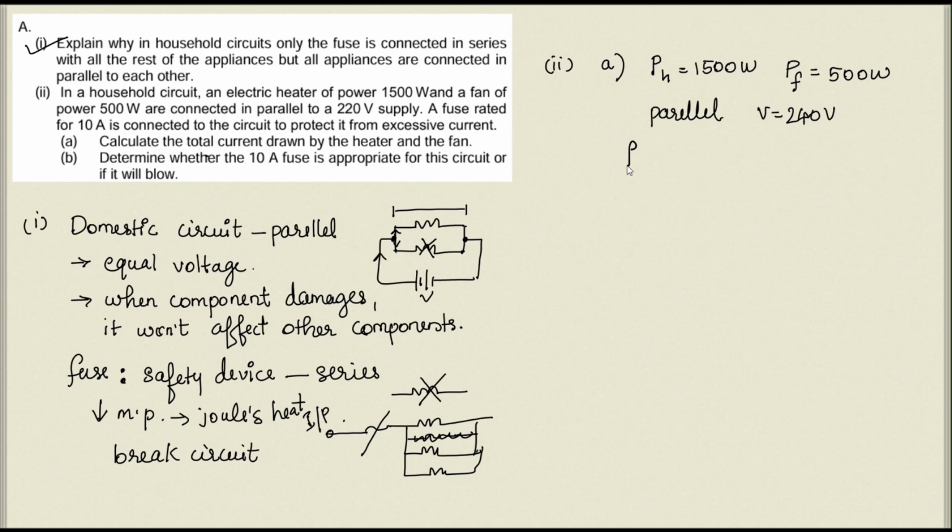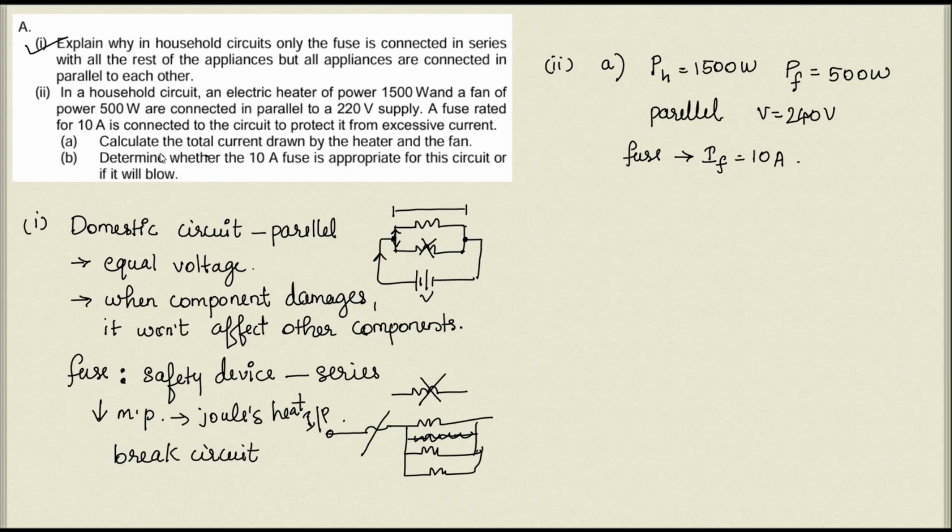Now we have the fuse wire, and the fuse wire can carry a maximum current. It can withstand the current of 10 ampere. That's what is given. The fuse wire is rated for 10 ampere, meaning it can withstand the current up to 10 ampere. So if the current is above 10 ampere, the fuse wire will melt and it will break the circuit.